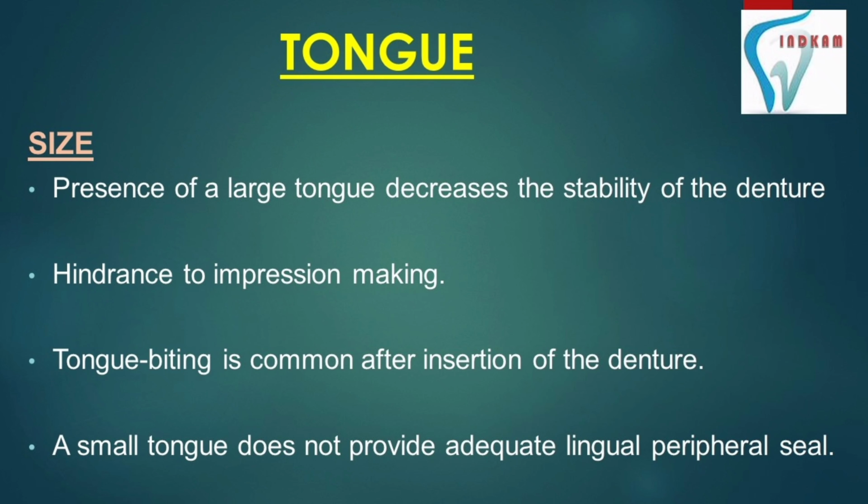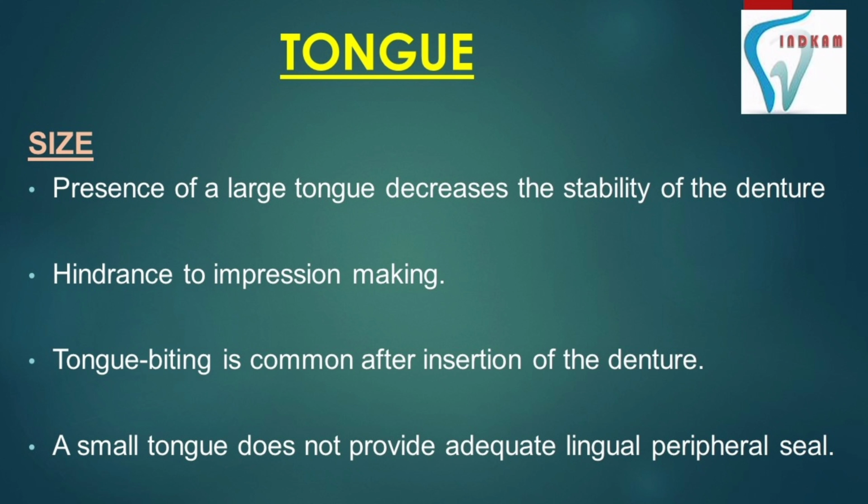Tongue. First of all, let's talk about the size of the tongue. If the tongue is large, then also it is a problem, and if it is small, then also it is a problem. How? Let's see. Presence of a large tongue decreases the stability of the denture. Hindrance occurs during impression making also, and tongue biting is common after insertion of the denture.